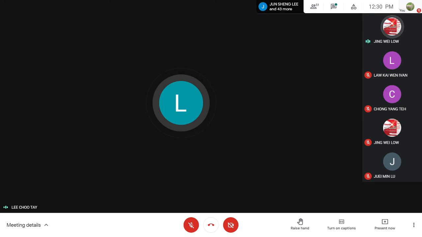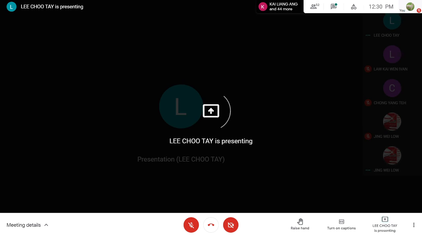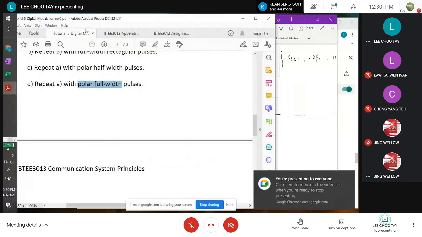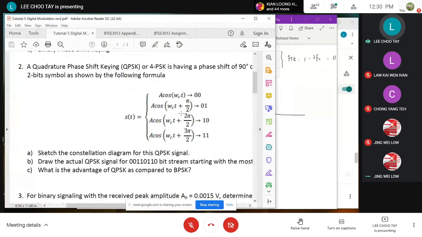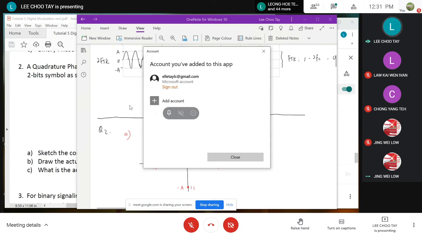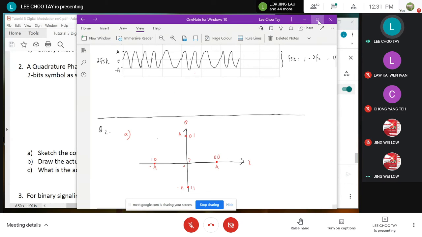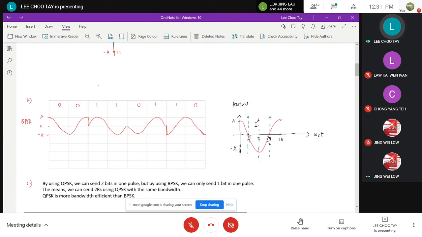Oh, okay. I see your concern. Now, when you do a phase shift, let me share my screen first. If you look at this question, the 0, 1 is transmitted cosine plus pi over 2. Cosine plus pi over 2, that means we need to plus pi over 2. So in terms of shifting property, that means we need to shift this pulse to the left hand side.